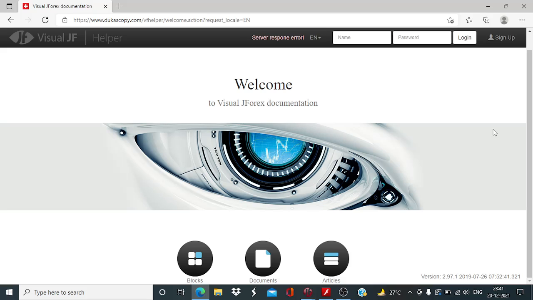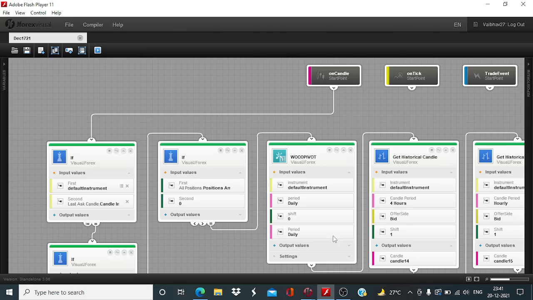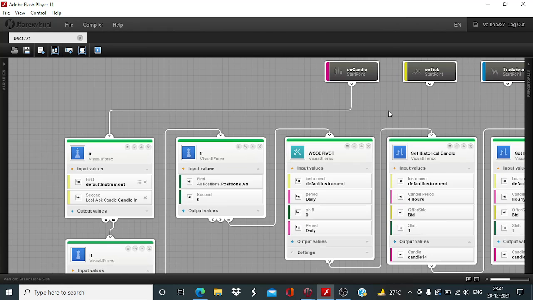Myself, Vaibhav. I welcome all of you to today's session of Visual JForex, in which we will be continuing our algorithmic development using the indicator Woodie pivot. This is the second part of this series, and in today's session, the focus will be on completing the buy side of the equation. So let us now get started. We will be resuming our work from where we left last time around.